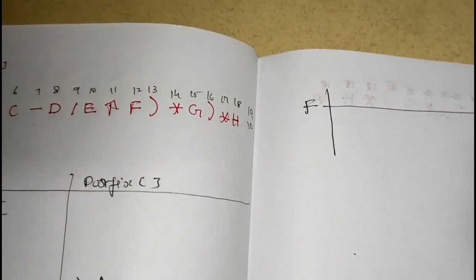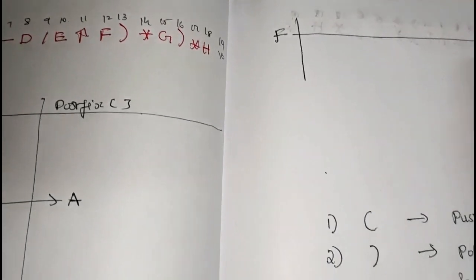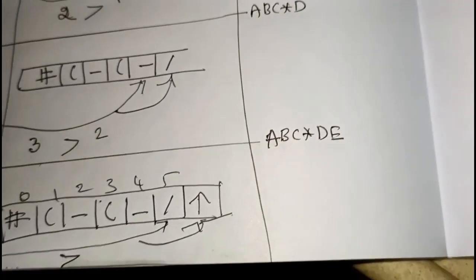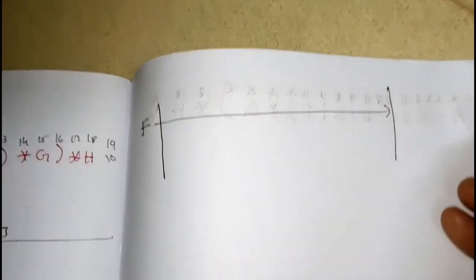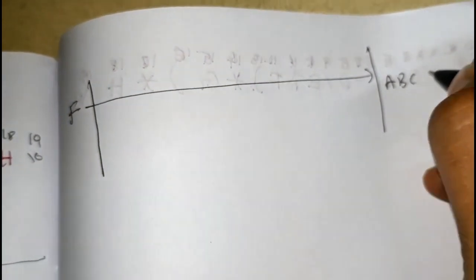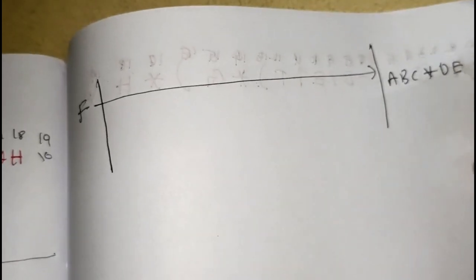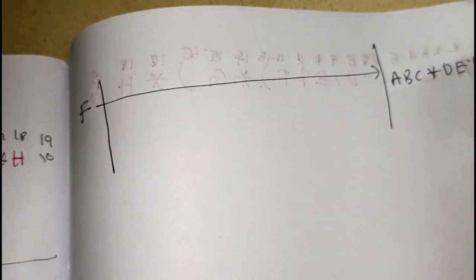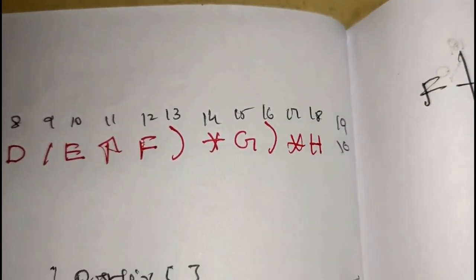So what we will be storing is, earlier we had ABC star DE. So ABC star DE. Now one additional is F. Now we will see what is next.